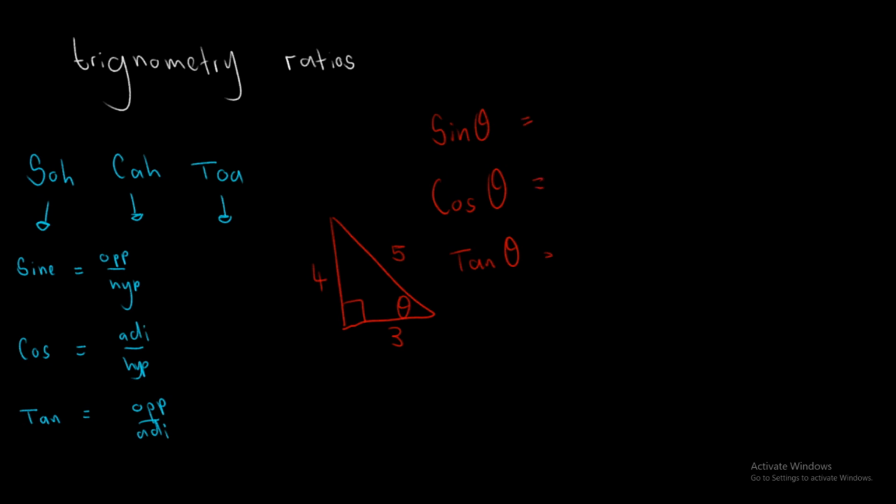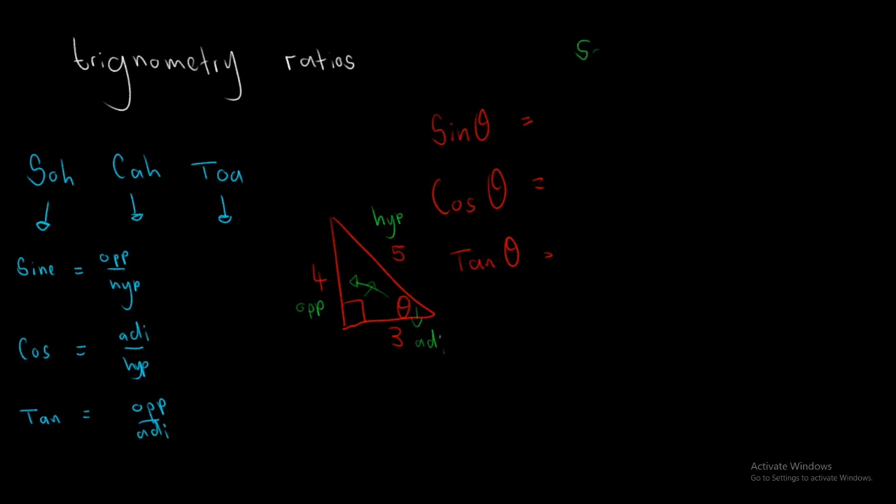Okay, well, let's label these things. Let's label each side first. Across from the right angle is my hypotenuse. Opposite would be away from theta. And then right next to theta is the adjacent side.